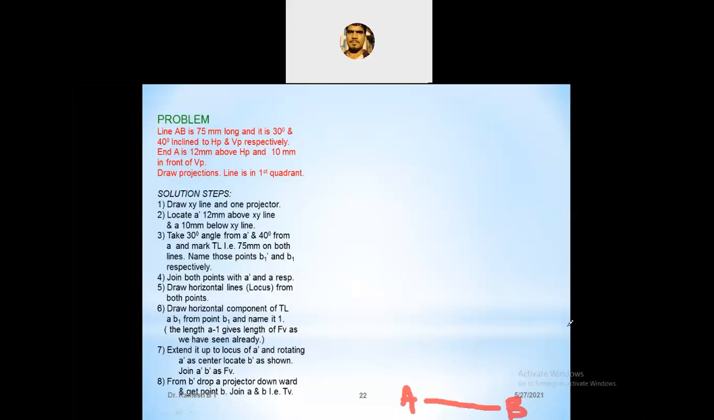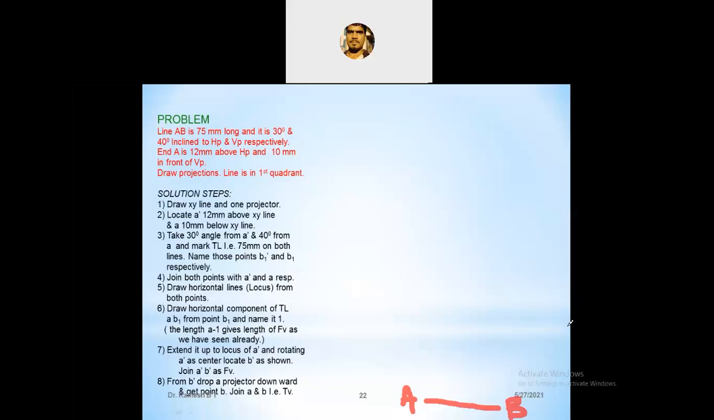So A and B, the line. A is the fixed end and B is the rotating one. Generally, we consider A as fixed and B as rotating. So point A is always near to the XY line, and point B is near to the observer. Because A is fixed and B is rotating, point A is always near to the XY line.